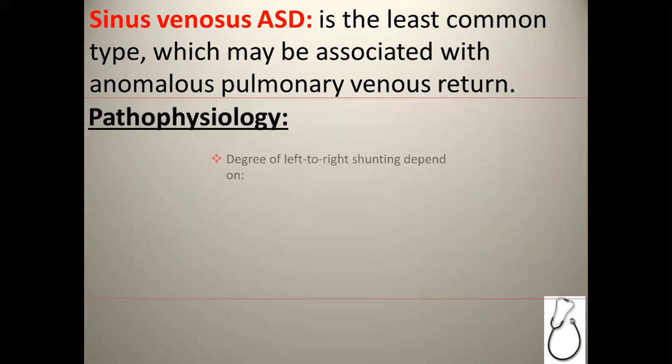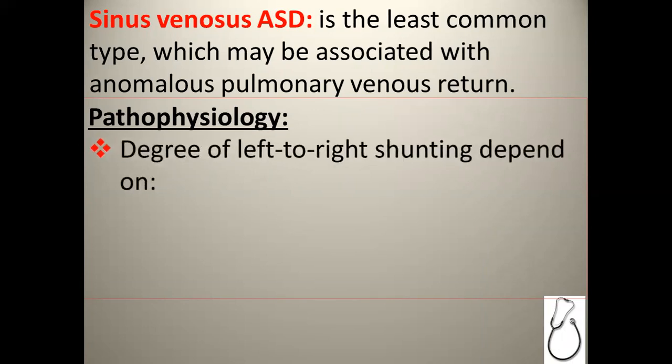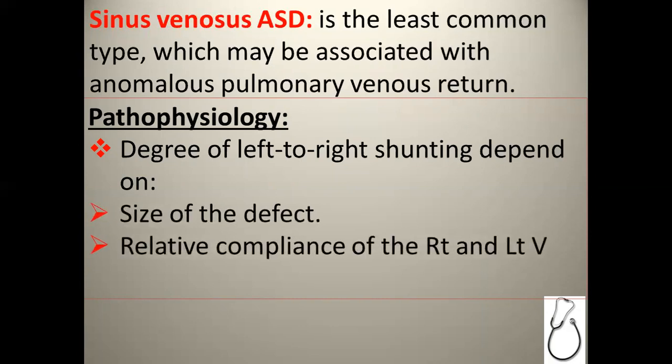Pathophysiology of the atrial septal defect. Of course, we said this is the type that causes volume load. That means communication with shifting of the blood from the left to right side. The degree of the left to right shunt depends on the size of the defect, relative compliance of the right and left ventricle, and relative pulmonary vascular resistance and systemic vascular resistance.